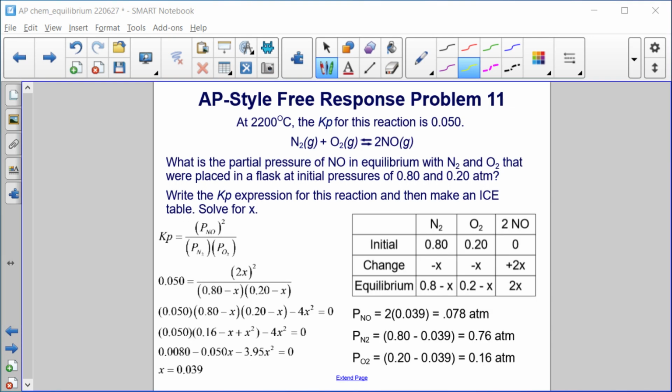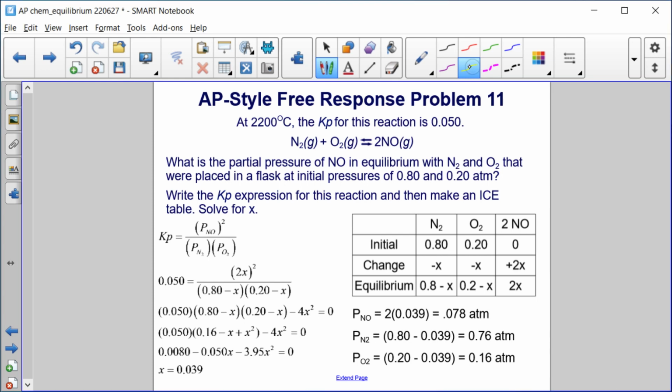All right, so let's first write a Kp expression. Kp is equal to PNO squared divided by PN2 times PO2. Now let's make our ICE table. So let's focus in over here. We have N2, O2, and 2NO, and then initial pressure, change in pressure, and equilibrium pressure.